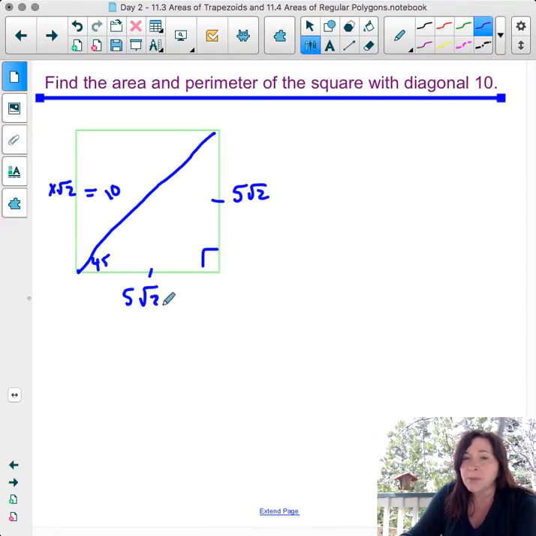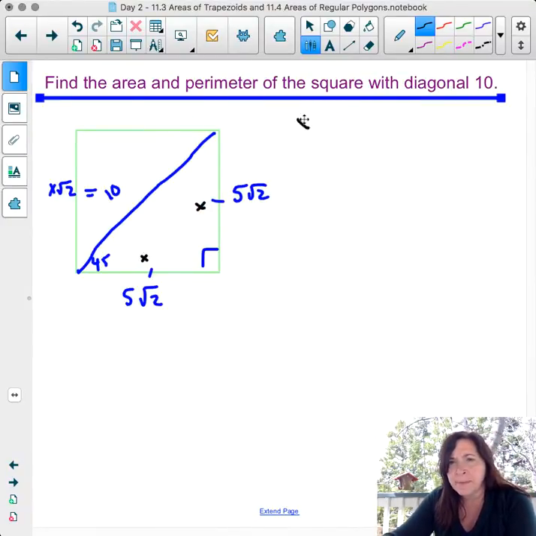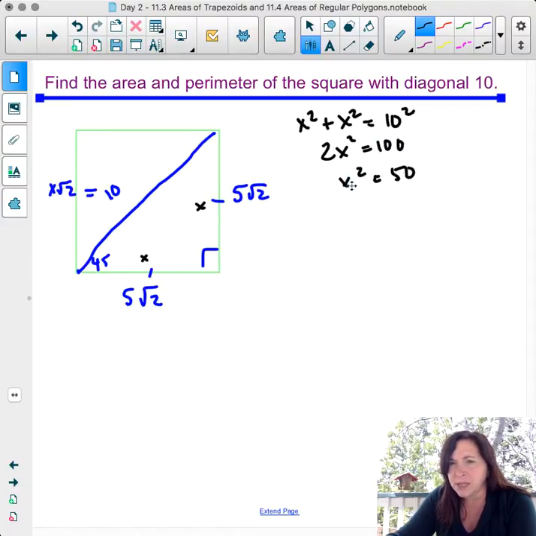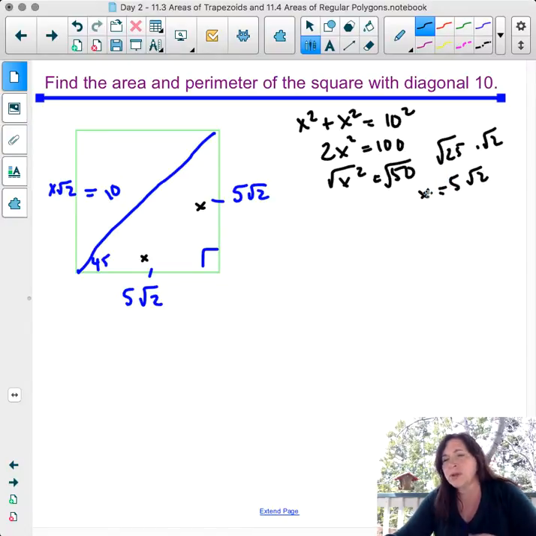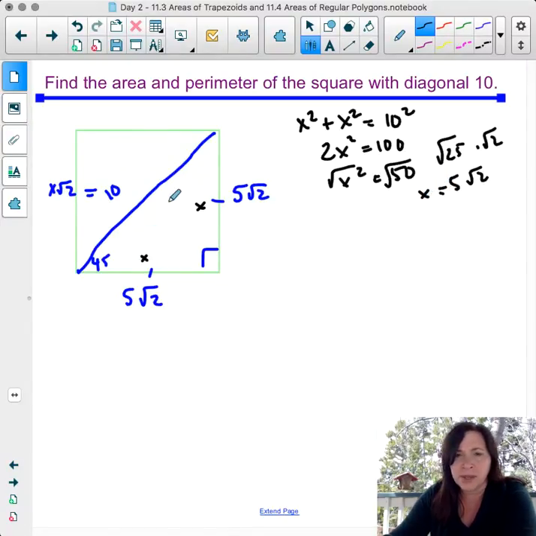Now, keep in mind, if you forget that, it is completely fine to say x, because I don't know the lengths of those sides, and go x squared plus x squared is equal to 10 squared. Let me just finish this. 2x squared is equal to 100. Divide by 2, x squared equals 50. When I square root both sides, I'm going to get 25 times 2, so that's 5 root 2 is one side. So you still have the option of doing that. It's just, keep that in mind, there is a shortcut.